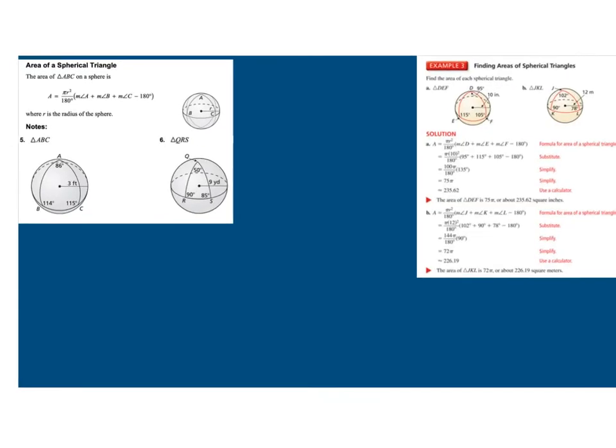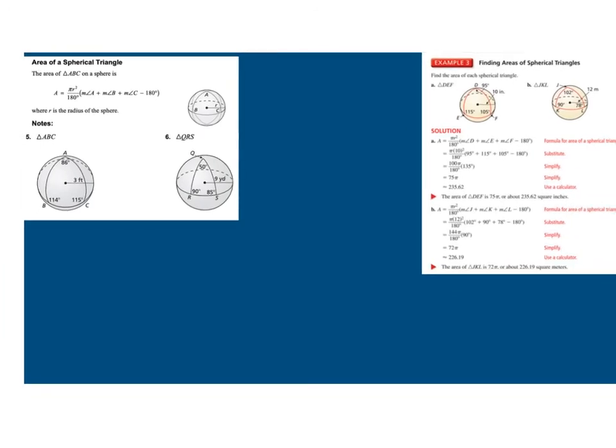Finding the area of a spherical triangle. The area of triangle ABC on a sphere is, here's your formula, pi r squared divided by 180 times the quantity, the measure of angles A, B, C added together, minus 180, where r is the radius of the sphere. There are some examples worked out on the right side. I'll let you read those on your own. The red steps out to the right are explained for you.